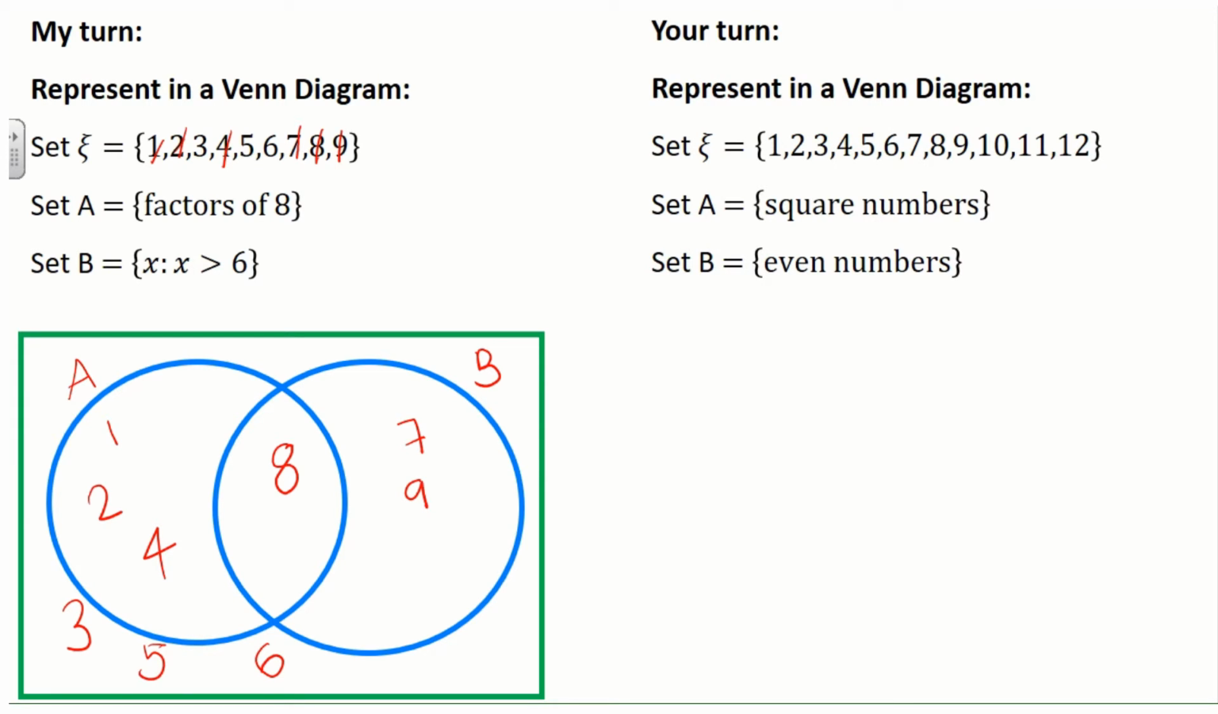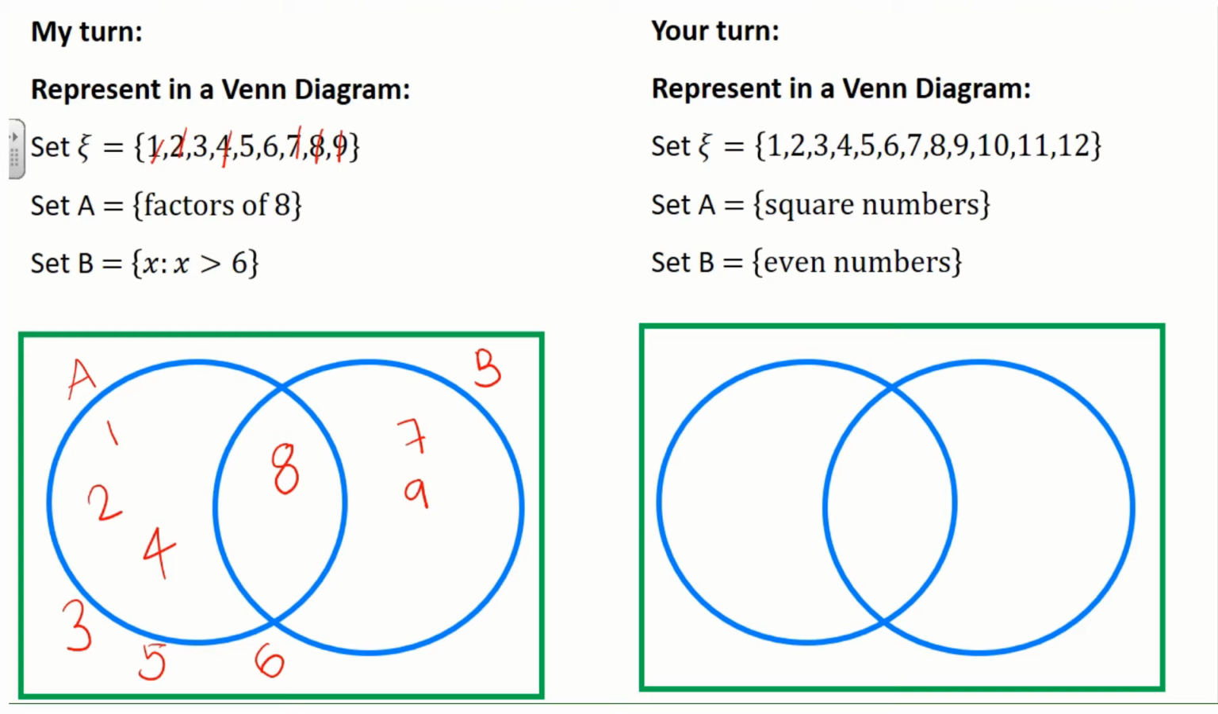So we've got the numbers 1 to 12. We've got set A as square numbers, and set B is even numbers. You can just draw out your Venn diagram and have a go at filling in the numbers. Pause the video now, and then I'll go through the answer in a second.